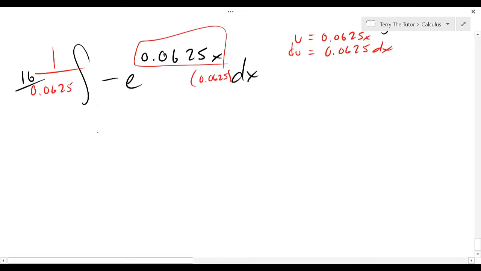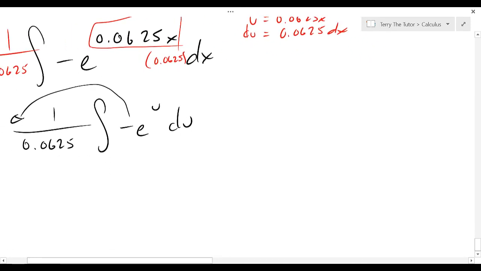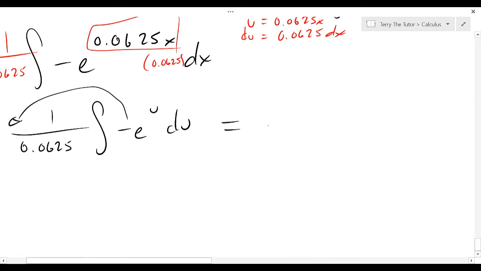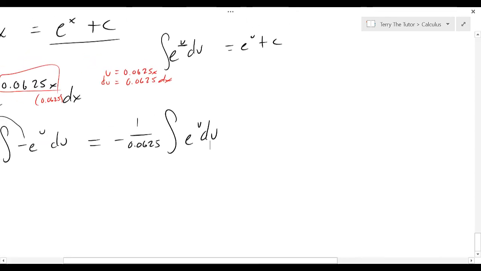So we've got 1 over 0.0625 times the integral of negative e to the u du. And now we can just follow the formula as we would. Otherwise, if you're a little bit confused by the negative sign, just go ahead and factor out the negative sign by the common multiple rule. So we'll wind up with negative 1 over 0.0625 integral of e to the u du. Now it fits the formula perfectly. And the formula is the integral of e to the u du is e to the u.